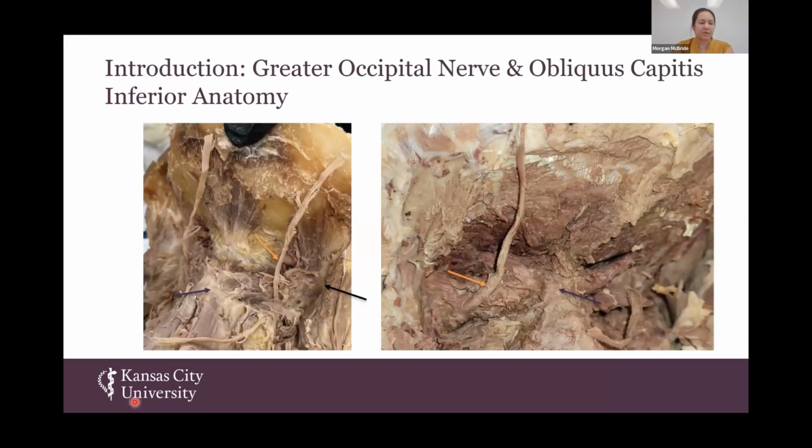And this is what we were actually dealing with. Here we have the spinous process of C2. Over here is the obliquus capitis inferior muscle, inserting over here on the transverse process of C1. And what we have here is the greater occipital nerve. The same thing on this side, just a little bit closer up in a different body. Here's the C2 process, here is the greater occipital nerve, and the transverse process of C1 is a little more difficult to see in this one.